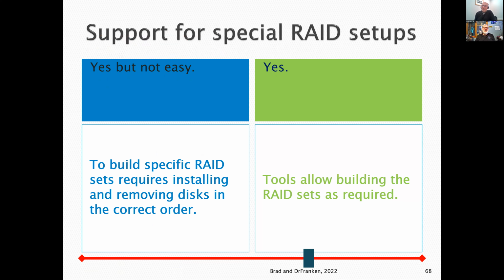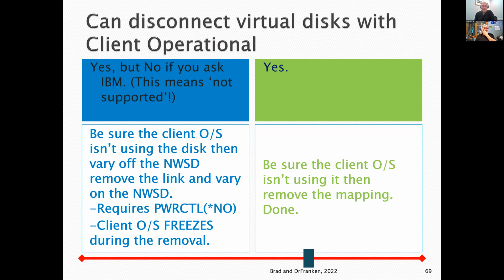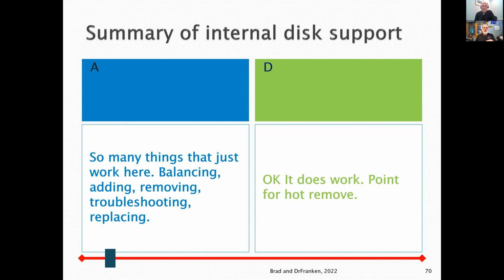That's true. All right, well, support for special RAID, AIX wins here, but let's let the SAN do it, right? Can I disconnect virtual disk with the client operational? Again, yes, I can do it on VIO, but why would I want to do it, right? Use the SAN. You can remove them, guys. Make sure there's no data on them, right? That's important.